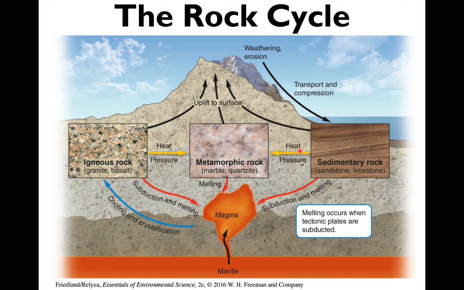So igneous, metamorphic, and sedimentary are just three types of rocks that can form from the magma. But this is the general cycle. So go ahead and hit pause and eventually get to know these different terms and different parts of the rock cycle.